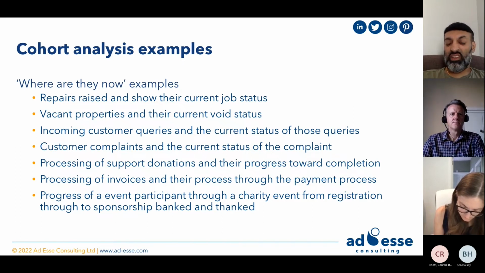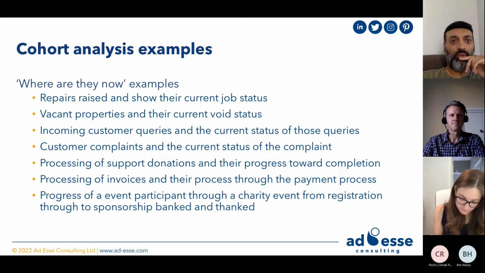You might look at an event participant and their progress through that process, all the way from registration through to their sponsorship being banked and thanked. And in finance, you might look at something like invoices and where they are within that payment process. A particular cohort might be all the invoices received on a particular day, and where they might be in terms of progress. Just some simple examples to give you an idea of what we mean.